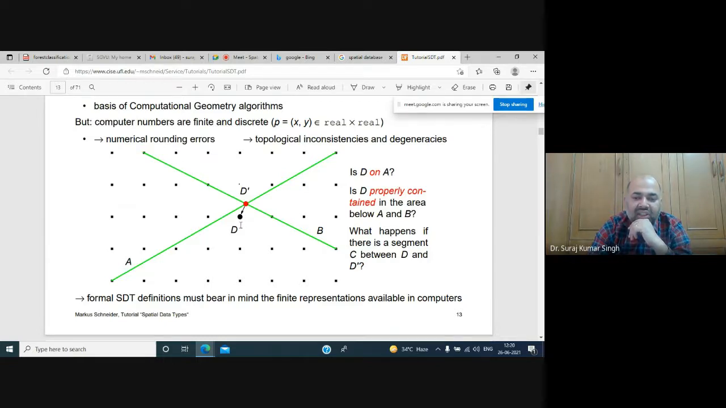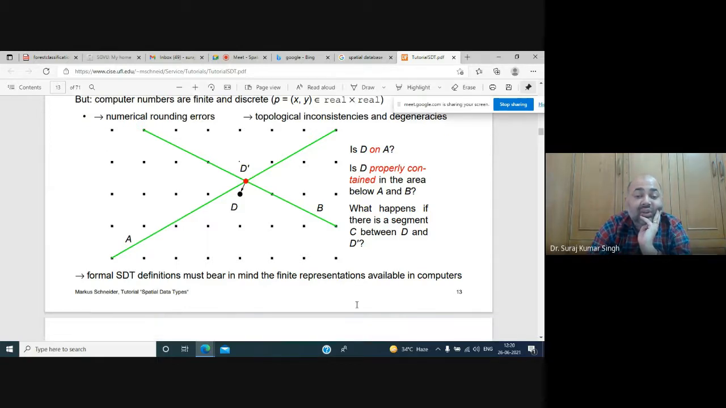So is this point D on A, or is D properly contained in the area below A and B, or what happens if the segment of C between D and D dash. So these are the different kinds of conditions that will be generated, or such kinds of questions will be created whenever you are going for any kinds of analysis in spatial data modeling. And for that, formal SDT definitions must be kept in mind along with the finite representation available in your computer.